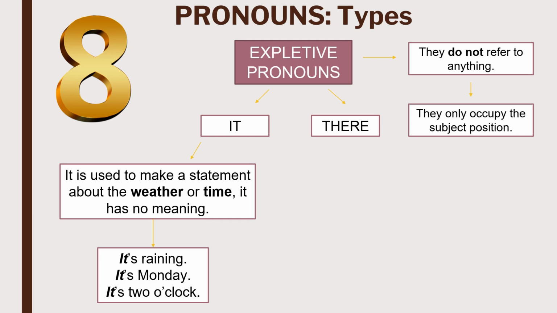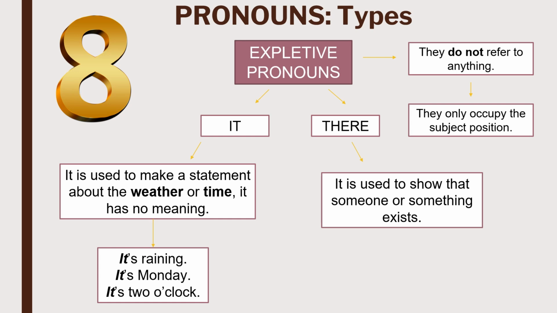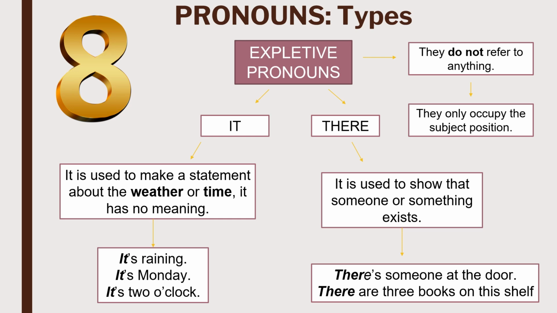On the other hand, there is used to show that someone or something exists. So, for example, we have there's someone at the door, there are 3 books on this shelf. Here, in these two examples, there occupies the subject position. Now we have already covered all the different types of pronouns. Next, we will see how to describe pronouns in a given context.